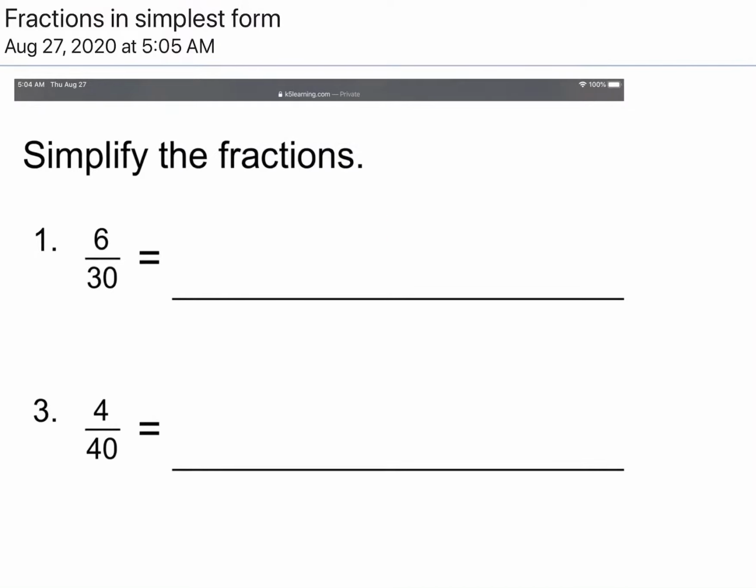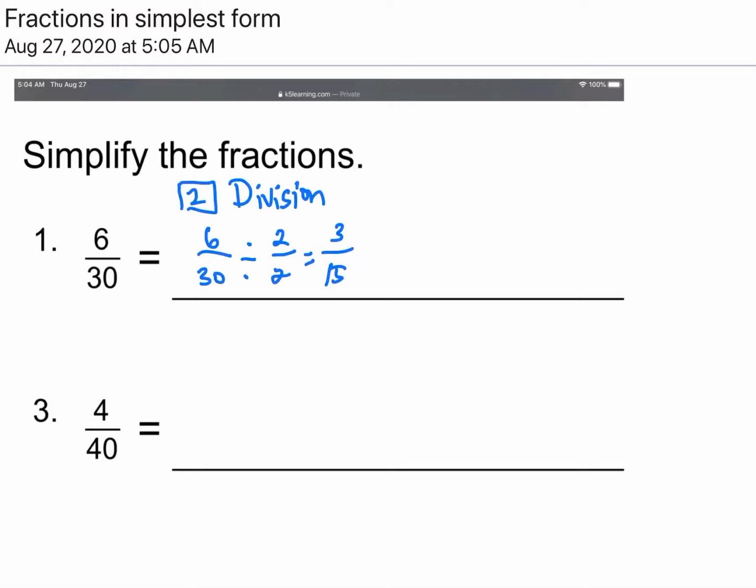Let's do method number 2. Method number 2 is what I call constant division. So what will happen is, let's say 6 over 30. Let's say you don't know the GCF. What you could do is, I know they're both even numbers, so I could divide them by 2 each. So 6 divided by 2 is 3, and 30 divided by 2 is 15.